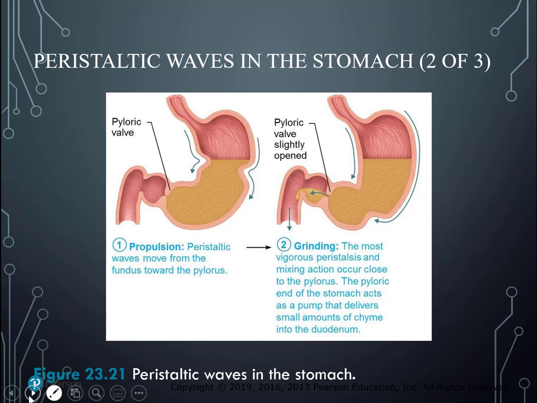So let's take a look at the peristaltic waves, or the movement of muscles in the stomach to empty it. First of all, you have propulsion, which is the peristaltic waves that move food from the fundus towards the pylorus. Then you have the grinding effect, which is the most vigorous peristalsis and mixing action that occurs quite close to the pylorus. The pyloric end of the stomach acts as a pump that delivers a small amount of chyme into the duodenum.